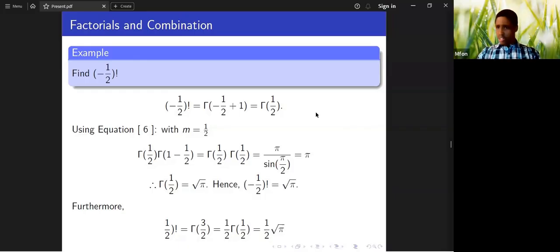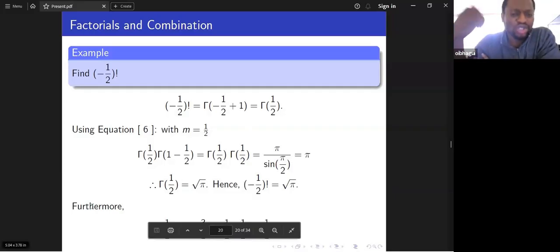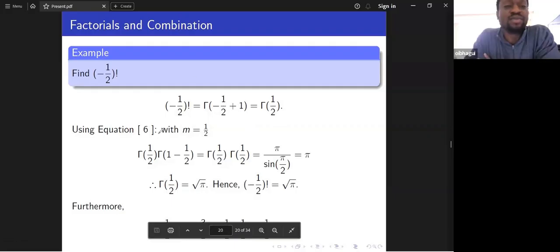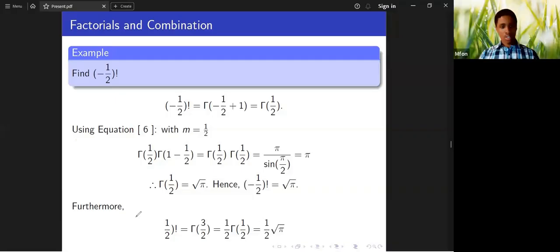Here we see something. Sorry for interrupting you. Can you please show us the duplication formula? Can you show us again? Let us see the duplication formula so we see how you are applying it. Can you go back to the previous screen, please? So you show us the duplication formula, and then we can see how you are applying that to computing the factorial of a negative real number that is not an integer. Okay, I'll go back to that.